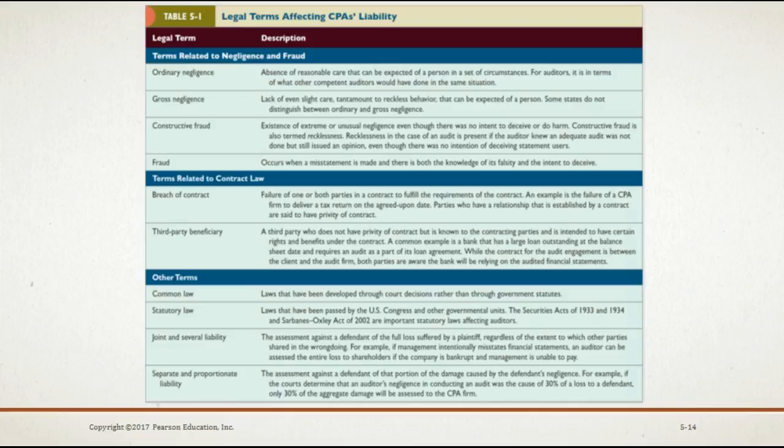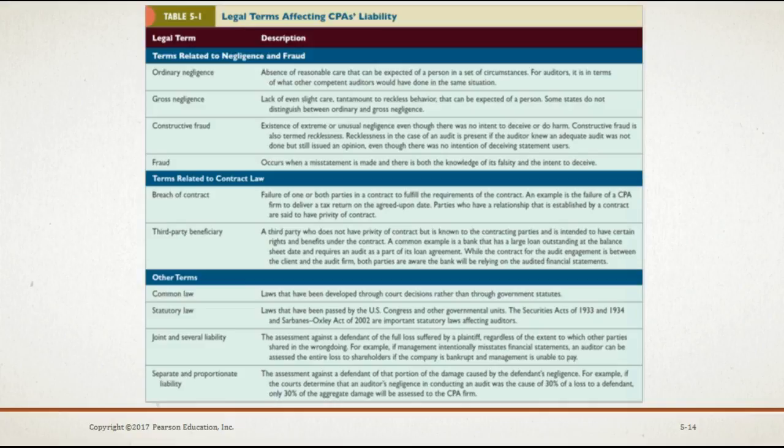The terms related to contract law involve the breach of contract and third-party beneficiary. For example, a CPA firm may be liable under a breach of contract when a CPA firm fails to deliver a client's tax return on the agreed upon date. In addition, a CPA firm may also be liable to a third-party beneficiary who does not have privity of contract but is known to the contracting parties and is intended to have certain rights and benefits under the contract.